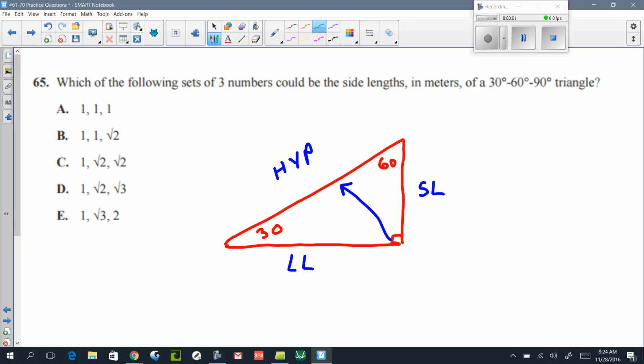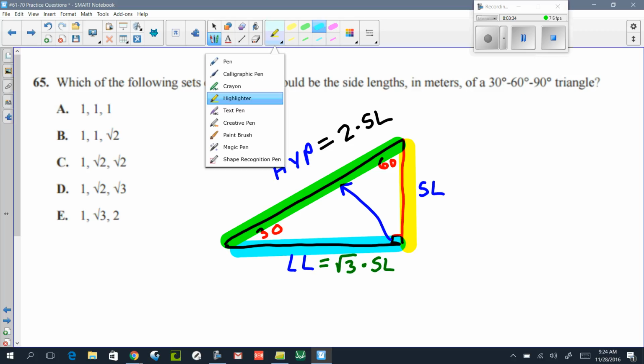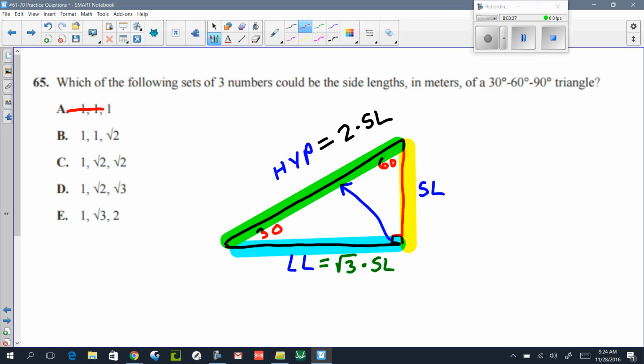The rule for 30, 60, 90 triangles says that the longer leg is equal to the square root of 3 times that shorter leg, whatever that is, and the hypotenuse is equal to 2 times the shorter leg. Now, probably the most important concept to understand, very basically, is that in a 30, 60, 90, all of these side measurements are going to be different. A 30, 60, 90 triangle is not going to be isosceles. There's no way to have a 30, 60, 90 triangle and have 2 of the same sides. So using that concept, we can eliminate this answer because that says they're all the same. We can eliminate this one because it says 2 of them are the same. We can eliminate this one because it also says 2 of them are the same.